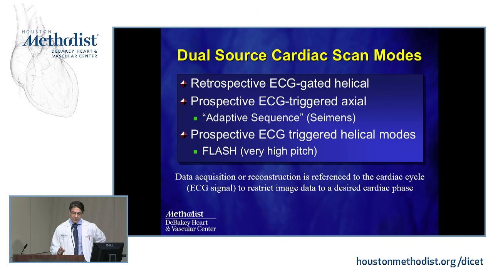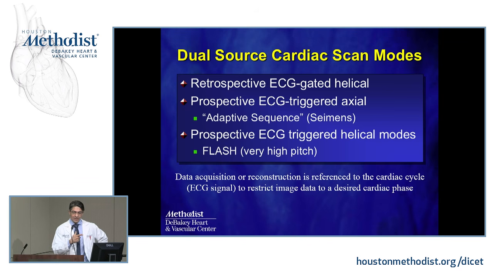Now, with dual source, this is where some of the confusion starts, and the terminology changes a little bit, but the concepts are still very much the same. So we can still do retrospective helical scanning that y'all have seen. Not a problem. We often do it when we need functional information. But we can also do another way. Now remember, if we want to limit radiation, prospective scanning is the way to go.